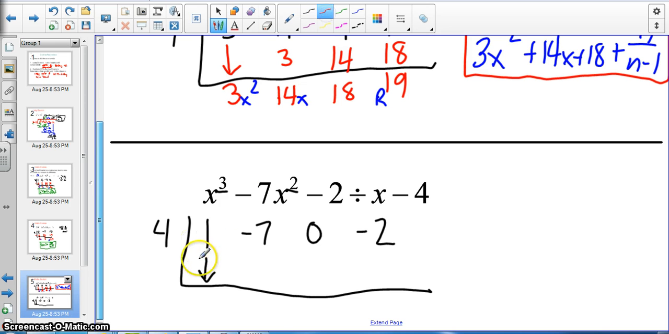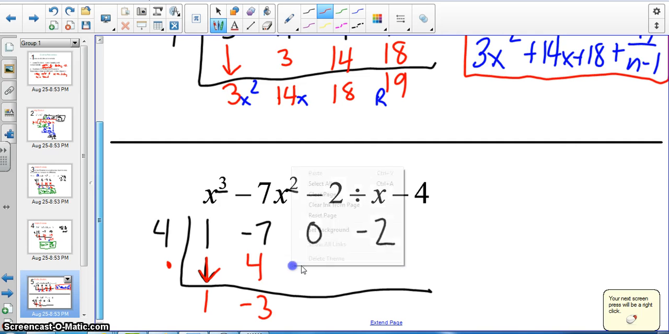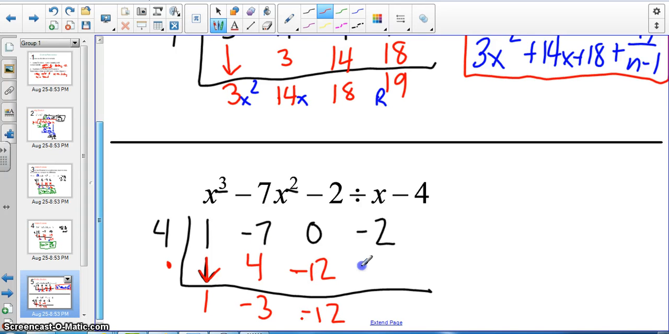So bring down the 1, multiply it by 4. Negative 7 plus 4 is negative 3. Negative 3 times 4 is negative 12. Combine those, you get negative 12. Multiply, you get negative 48. And our last number is negative 50. The last term is our remainder. Here's our constant term, so no x. Here's our linear term. Here's our quadratic term.